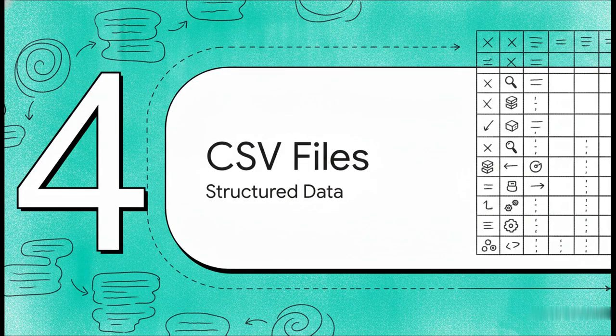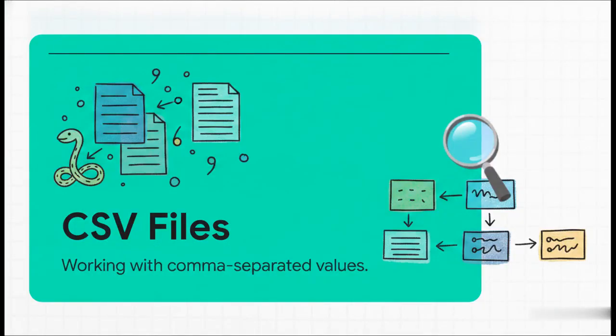Next up, section 4, working with CSV files. Up until now, we've mostly been talking about unstructured text, but in the real world, data is highly organized, which brings us to CSV files. A CSV, which stands for comma-separated values, is a file format that stores structured data separated by commas. Imagine an Excel spreadsheet, but stripped down to its absolute bare bones.